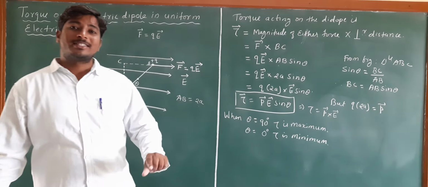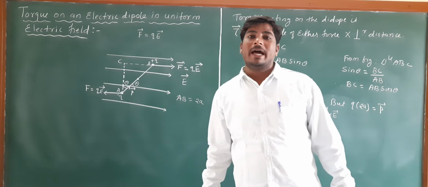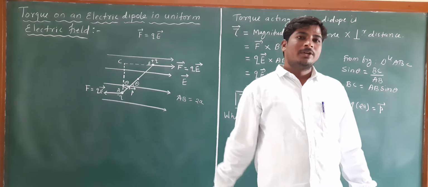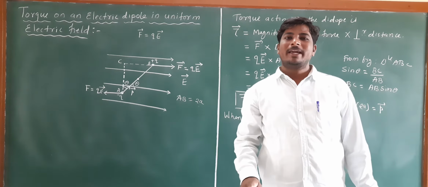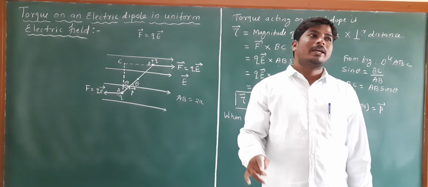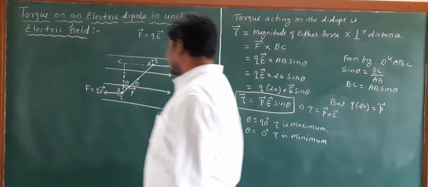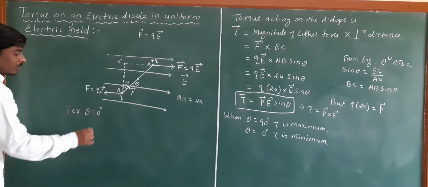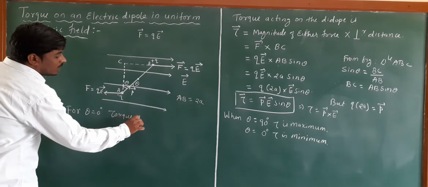There is one more question asked in the examination: when is the dipole in stable and unstable equilibrium? For 0 degrees, the dipole is in stable equilibrium. For theta equal to 0 degrees, it is in stable equilibrium.